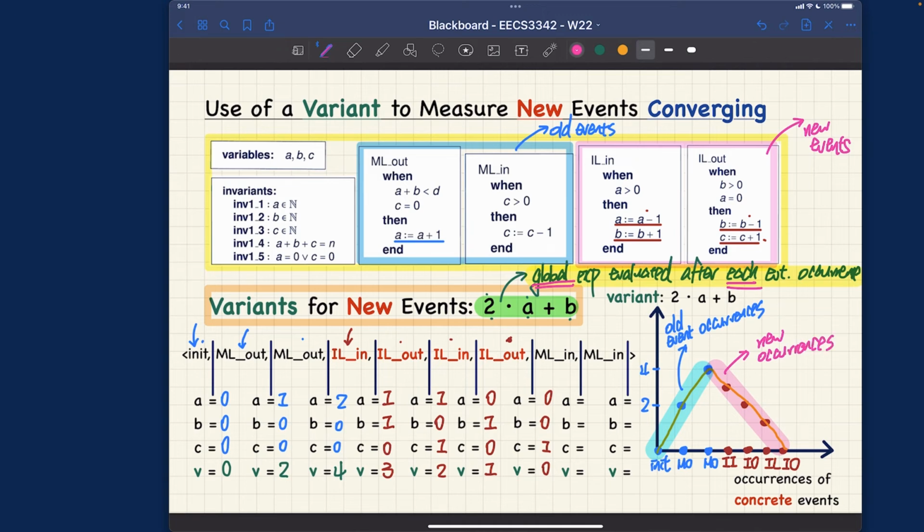Because we have proper guards for our new events, at this point you can see this is the value for all the variables. Neither ILN nor ILOut will have their guard enabled. A larger than 0, false. B larger than 0, false. Both of their guards were falsified, so that means they are disabled at the moment. So we cannot take any further occurrences of the new events. So we are effectively preventing divergence.